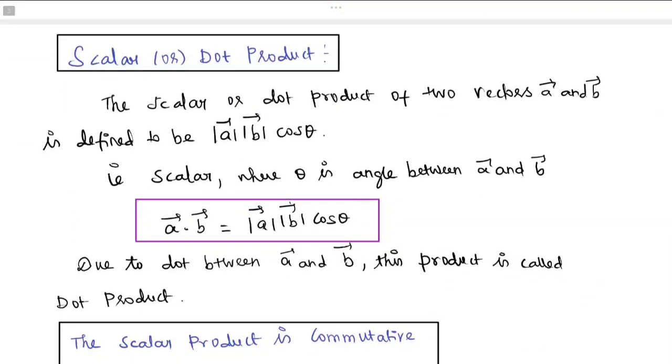So next, what is meant by scalar product? The scalar or dot product of two vectors A and B is defined as A dot B equal to modulus of A, modulus of B, cos theta, where theta is the angle between A and B. So the product between A and B is called the dot product. The dot or scalar product should be commutative, most important.